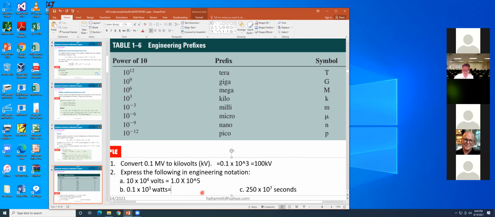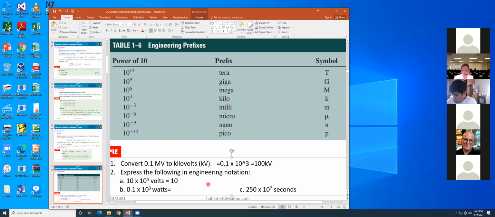So I think the proper answer should be 100 kilovolts. Or you could go the other way by 3, so it should be 100 times 10 to the 3, which is 100 kilovolts. I think you have to differentiate between scientific notation, which you've shown there, which is 1.0, and engineering notation, which uses engineering units.